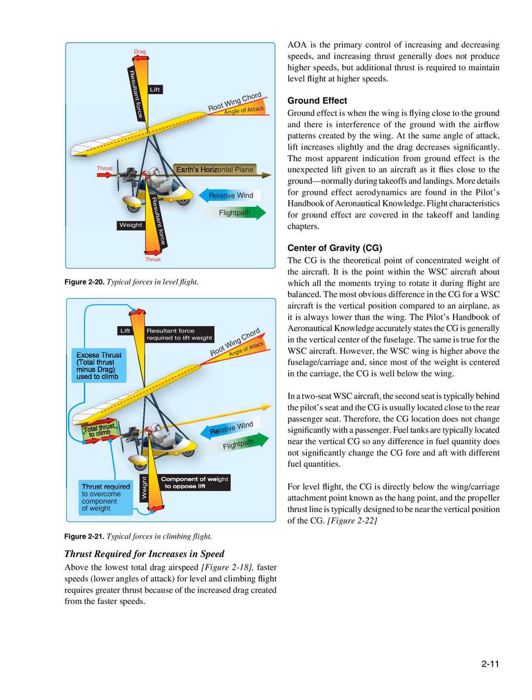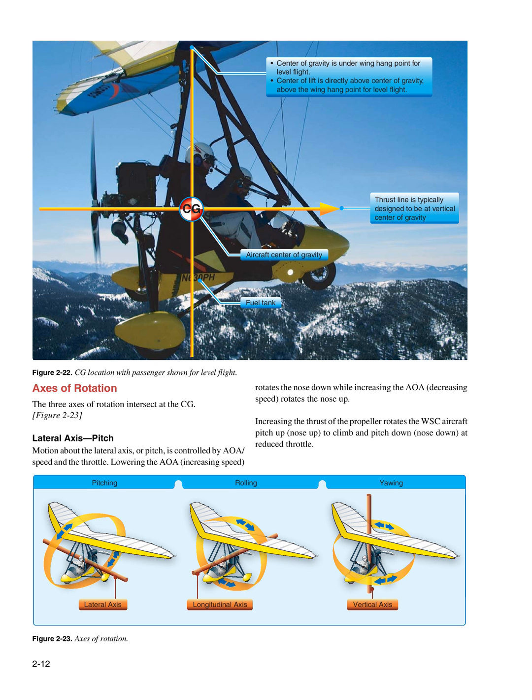Figure 2.22. Axes of rotation. The three axes of rotation intersect at the CG. Figure 2.23, lateral axis. Pitch motion about the lateral axis, or pitch, is controlled by AOA/speed and the throttle. Lowering the AOA, increasing speed, rotates the nose down, while increasing the AOA, decreasing speed, rotates the nose up. Increasing the thrust of the propeller rotates the WSC aircraft pitch up, nose up, to climb and pitch down, nose down, at reduced throttle.